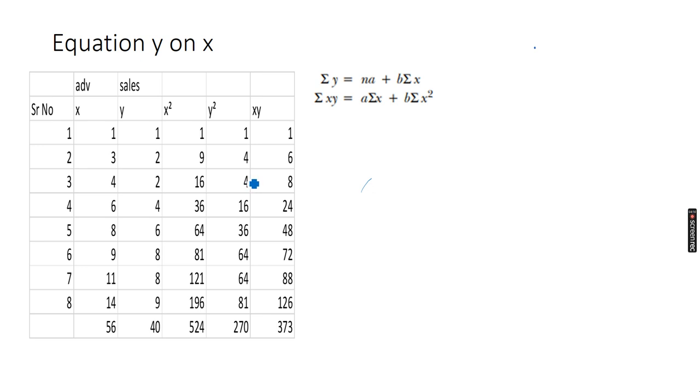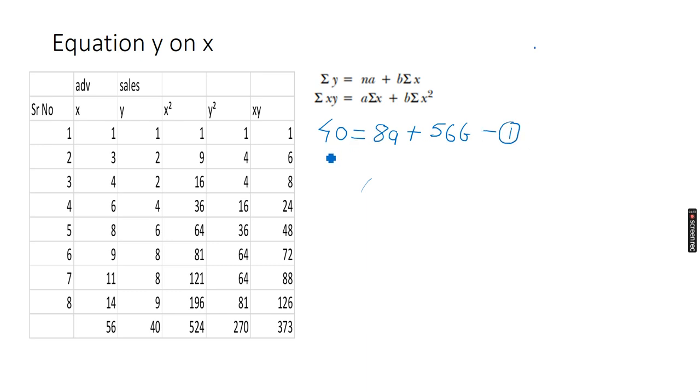Now once we have the table, we will solve the equation. So we are looking at an equation of y on x. So as I mentioned, you need certain data. So to make the first equation, I will need summation y. If you look at the table, summation y is 40, equal to n is the number of observations, that is 8, a, plus summation x is 56, b. So I will name this as equation 1.